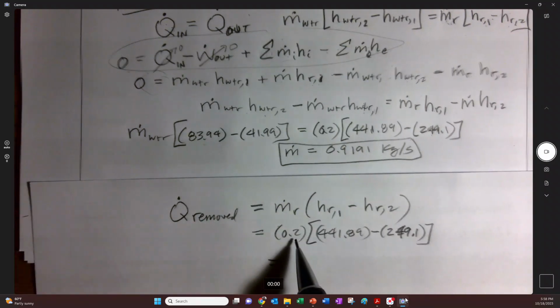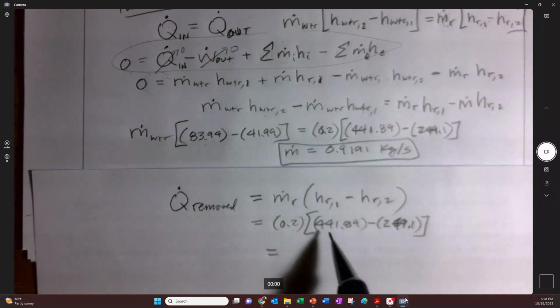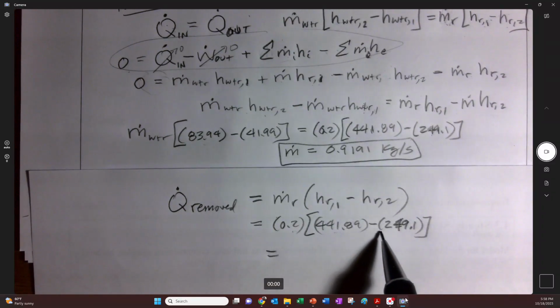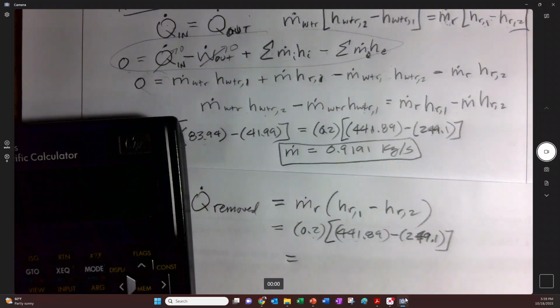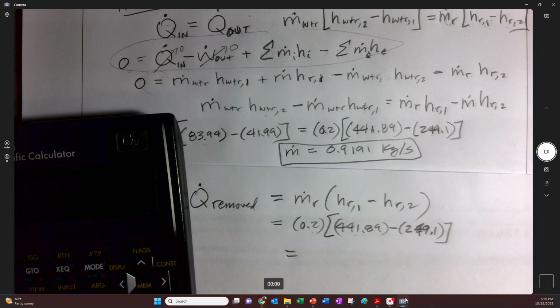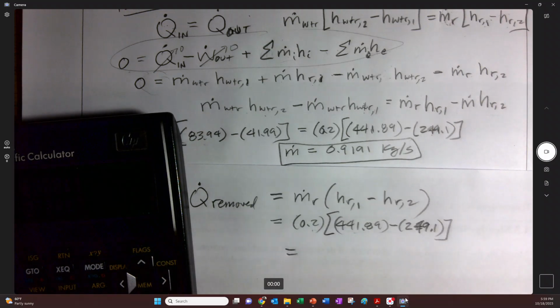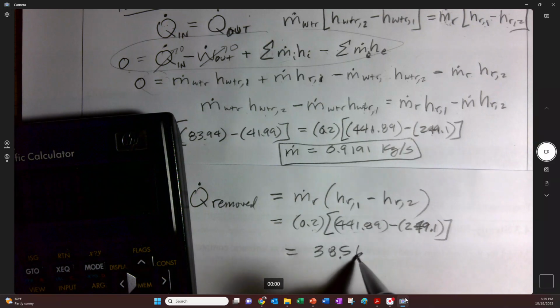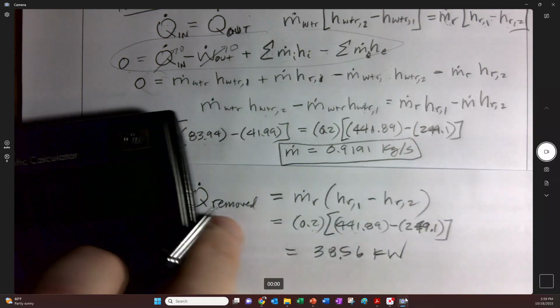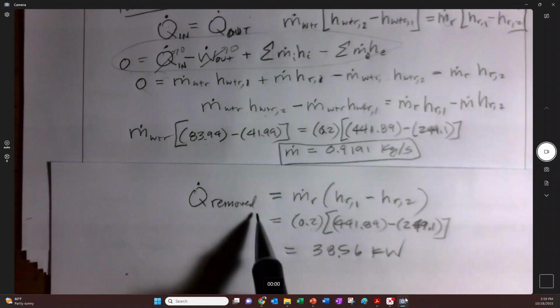And this is kilograms per second times kilojoules per kilogram, so it'll be kilojoules per second is what we would end up with. So we just go 441.89 minus 249.1, 192.8 is how much it's going across there, and we're going to have 0.2 times that, so we get 38.56, and those are kilowatts. So that's the amount of heat that's removed.